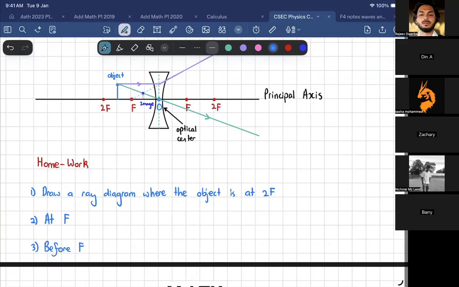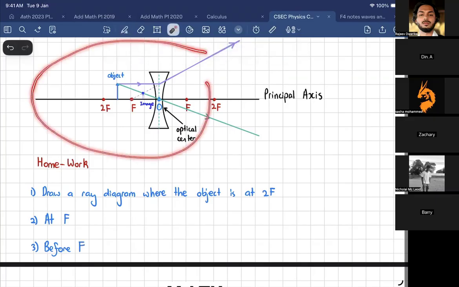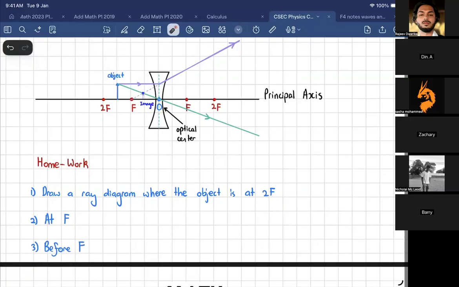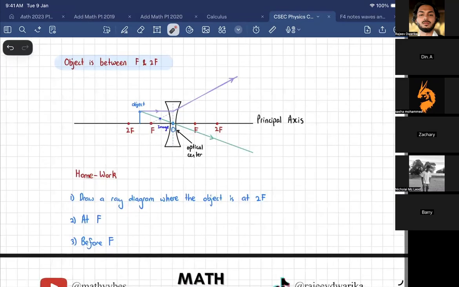So this is what you could do for homework. Nikolai, you could draw 3 diagrams: place the object at 2F, place it at F, and place it before F and see what happens. The same thing should happen. You should have a virtual image and it should be upright. It should be diminished. Yeah, so this is all the homework.